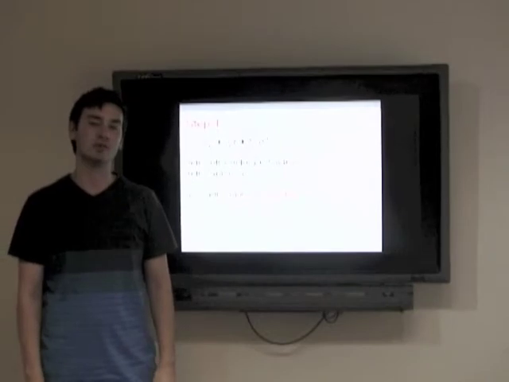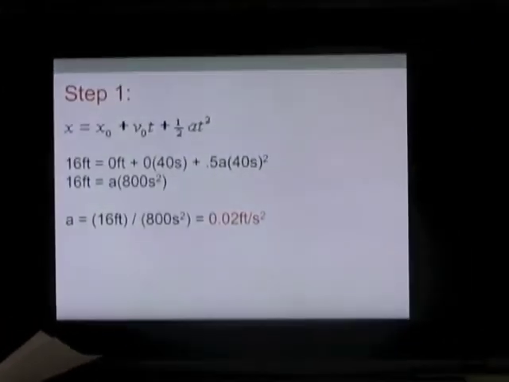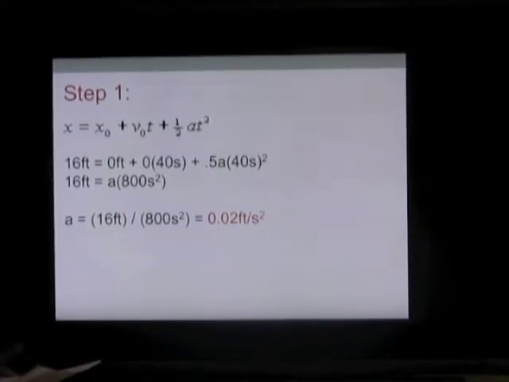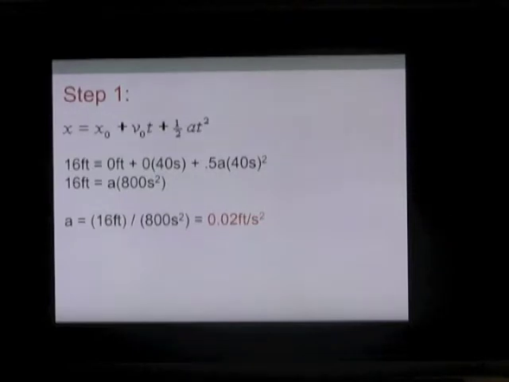Alright, now let's go over step one to our solution. The first step to solving this problem was solving for the acceleration. Using the constant acceleration equation given here, and knowing that a is the only unknown to this equation, we were able to solve for a and get 0.02 feet per second squared.